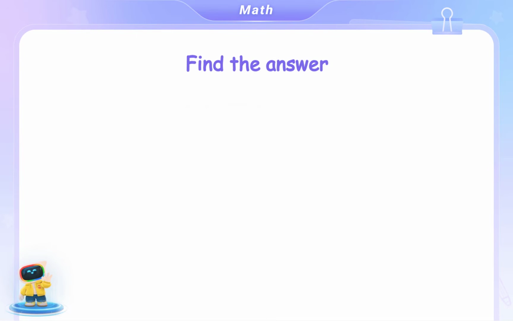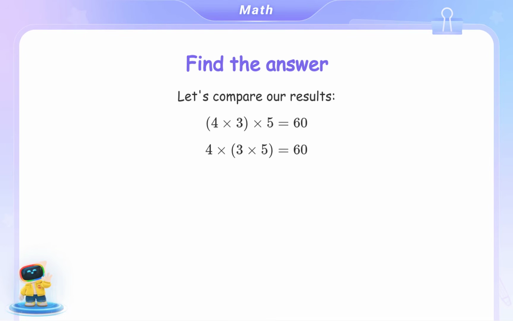Find the answer. Let's compare our results. 4 times 3 times 5 equals 60. 4 times 3 times 5 with different grouping also equals 60. Therefore, the answer is 60 for both problems.